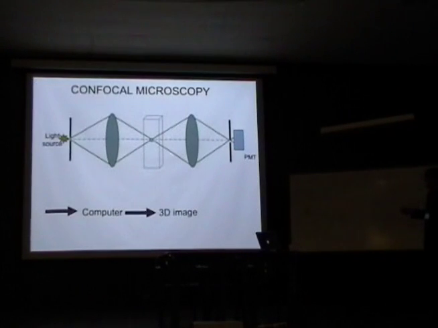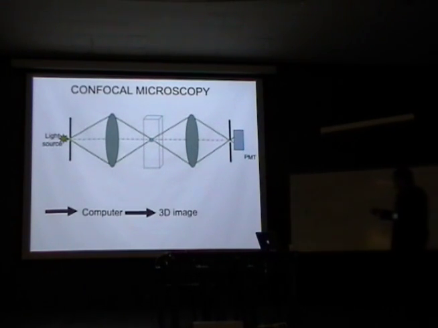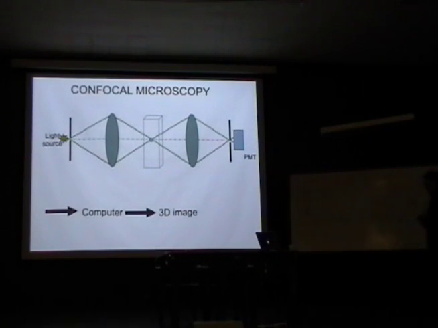And the light that would be coming from the regions above or below the focal point simply will not be effectively focused through the pinhole in here, and therefore will not participate in the formation of an image. So the sample is being scanned point by point, and then the computer software simply is used to reconstruct this three-dimensional image of the sample.